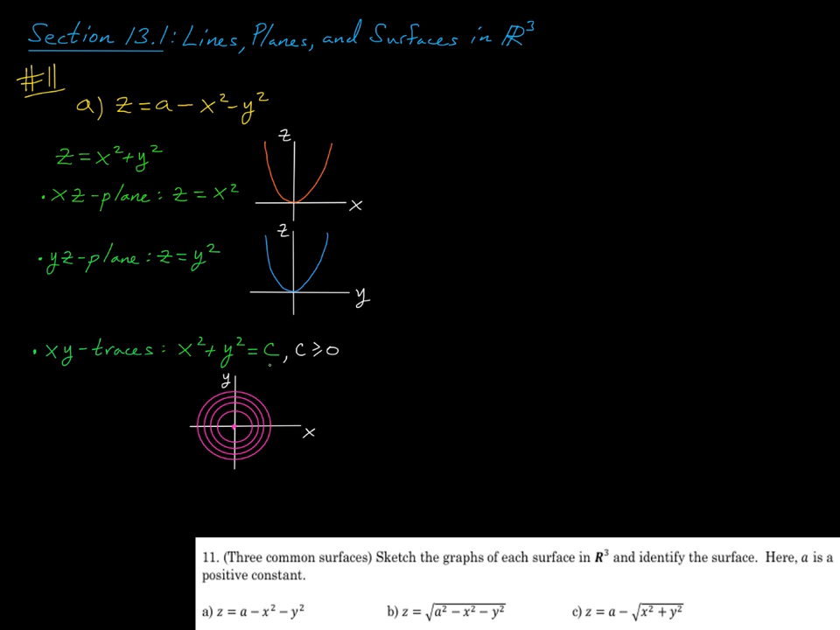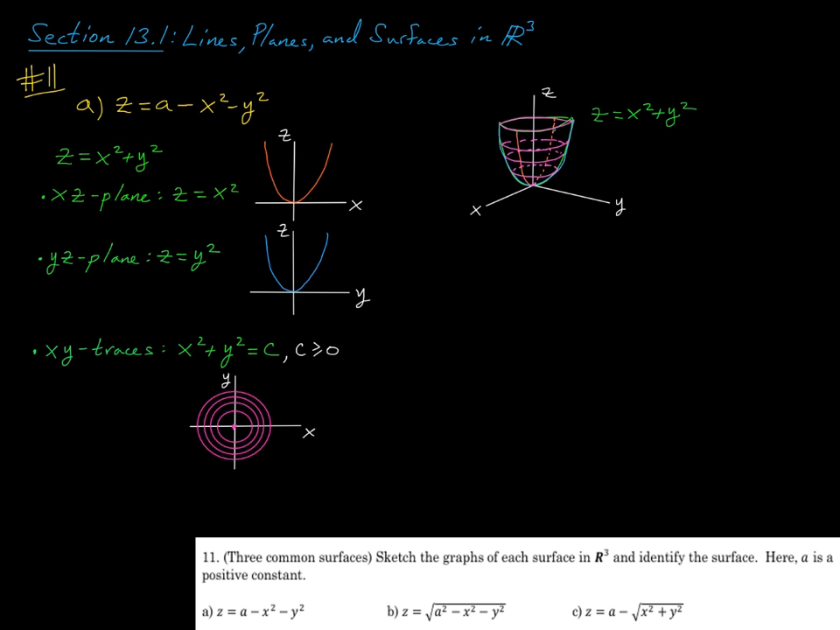Now if I set c to a positive value, then this equation describes a circle centered at the origin of radius root c. So this gives us this family of concentric circles. You put that all together, and we get a circular paraboloid. If I look at the intersection of this parabolic bowl with the xz plane, I get this orange parabola. If I look at the intersection with the yz plane, I get this blue parabola. And if I cut this bowl with planes parallel to the xy plane, I get this family of concentric circles. So this is the graph of the surface described by the equation z is equal to x squared plus y squared.